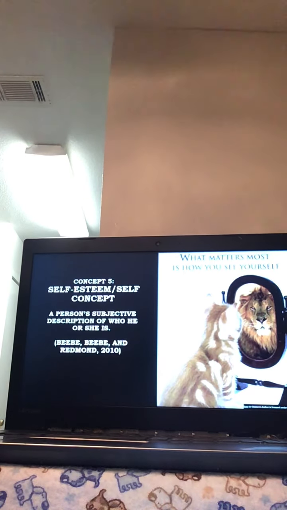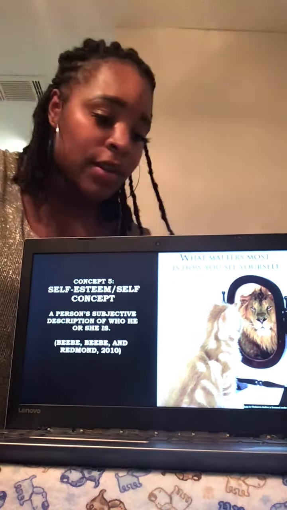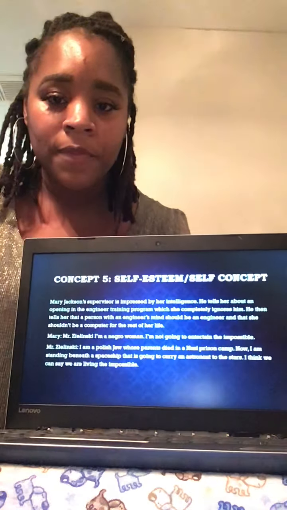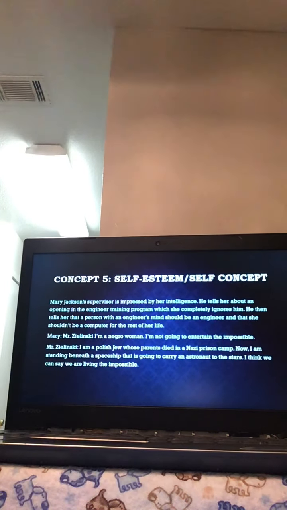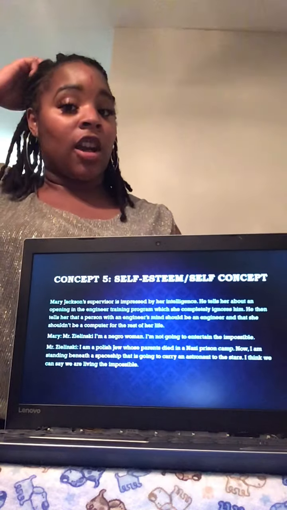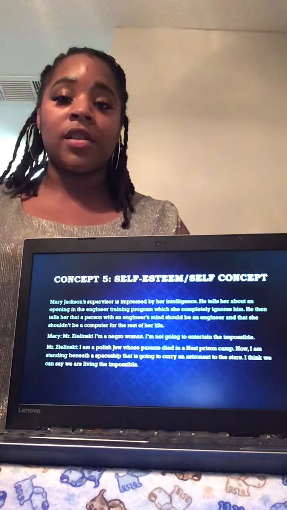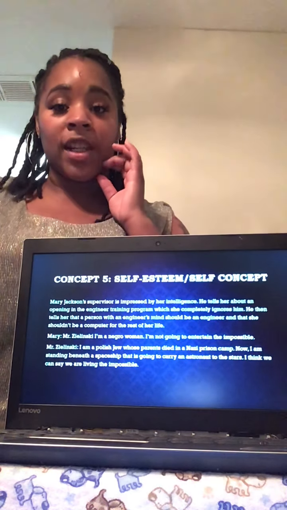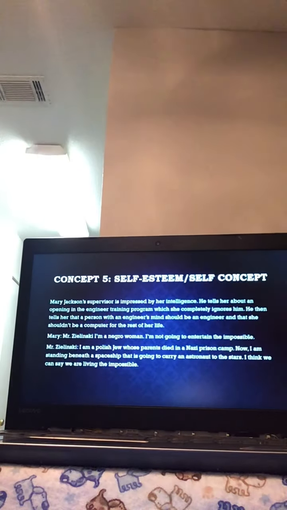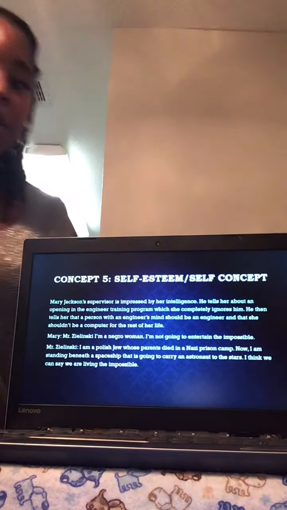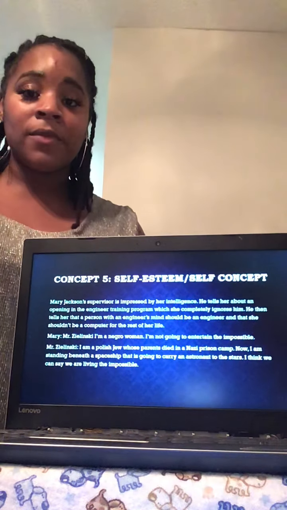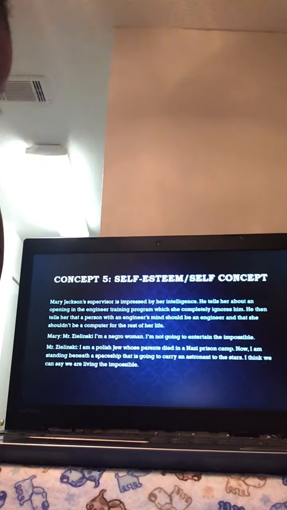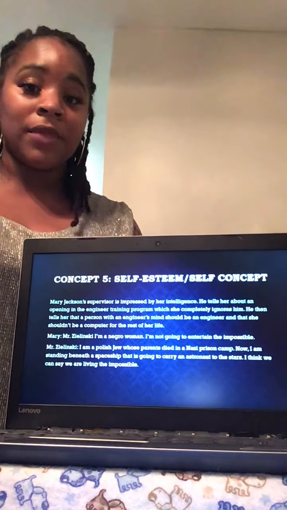Concept number 5, self-esteem and self-concept: a person's subjective description of who he or she is, the book's definition. Moving right along. In this scene, Mary Jackson is encouraged by her supervisor to pursue classes at an all-white high school to become an engineer. She basically pushes his motivation for her to the side because she feels as though it's not possible.